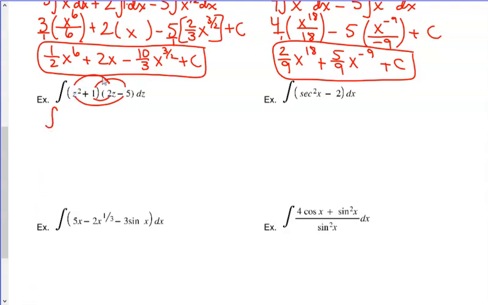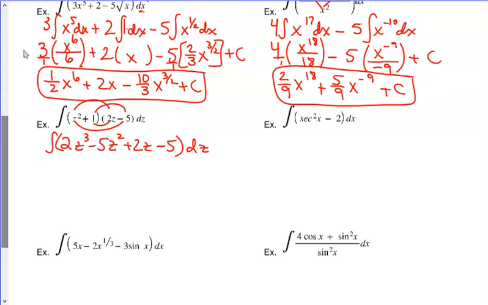So I'm going to do my first terms here, gives me a 2z to the 3rd power. Outside is a minus 5z squared. Inside is a plus 2z. And my last term is a minus 5. And I'm going to integrate that with respect to z. So dz. Now, you might get to the point where you can do this without writing it individually like I did up here. I don't expect you to write it every single time like this with everything separated.